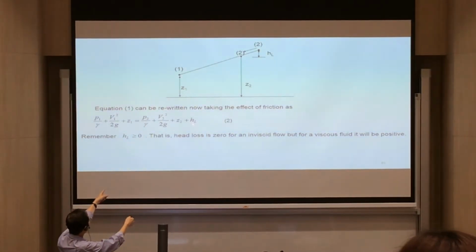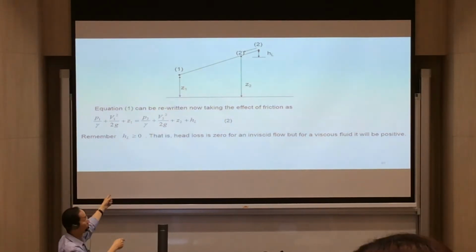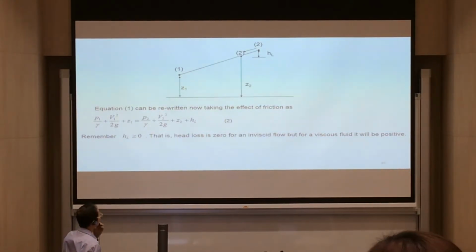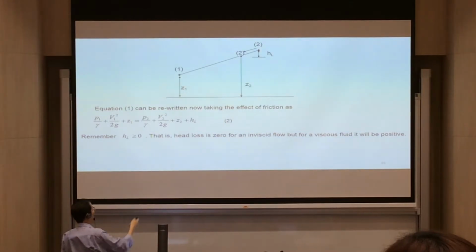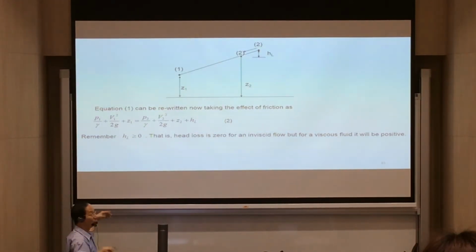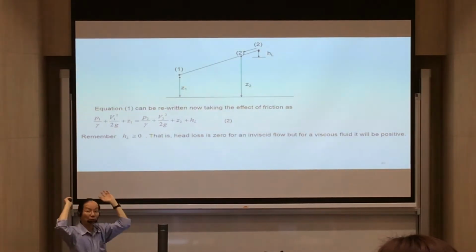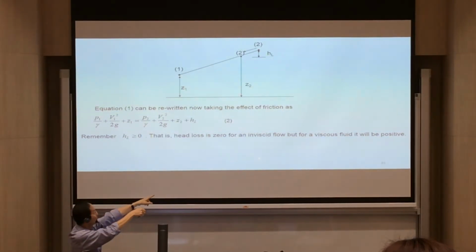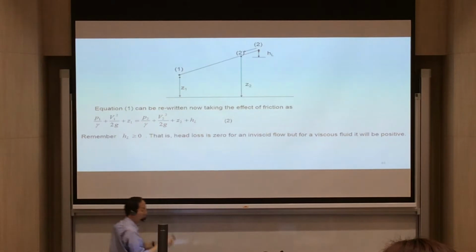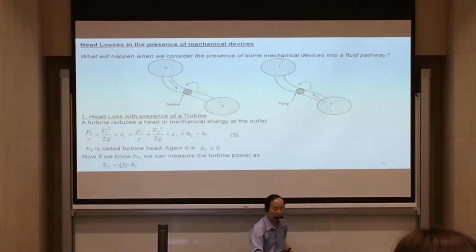So head loss is positive, always greater than or equal to 0. Of course, if there is no friction, we go back to the first principle, the expression we got from Bernoulli. But in this case, there is friction, so don't forget your head loss, h L.